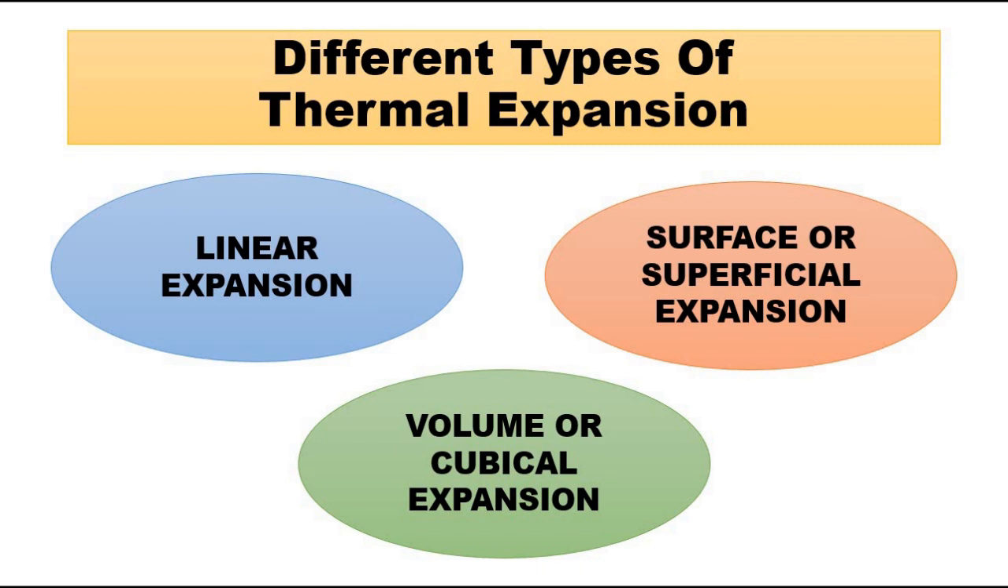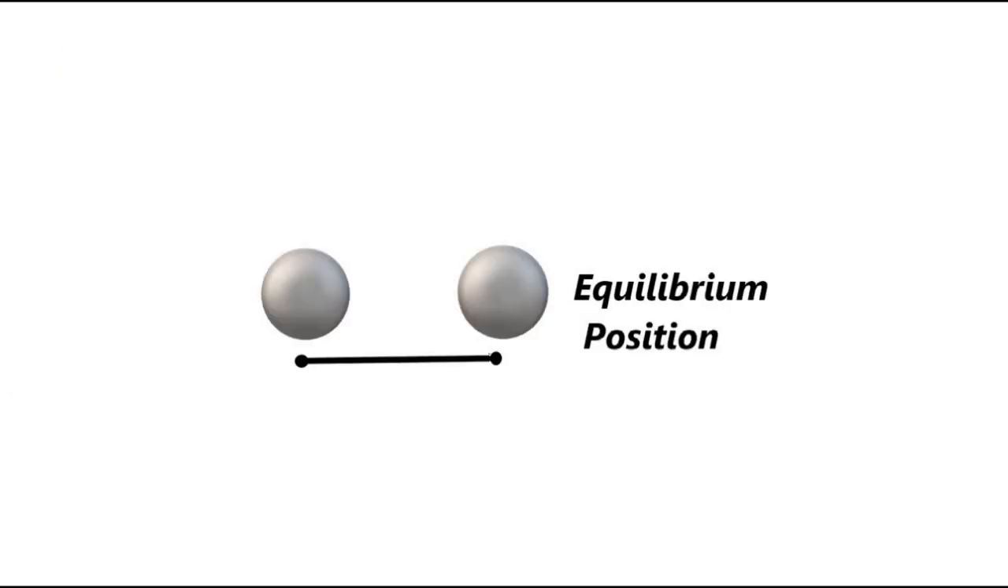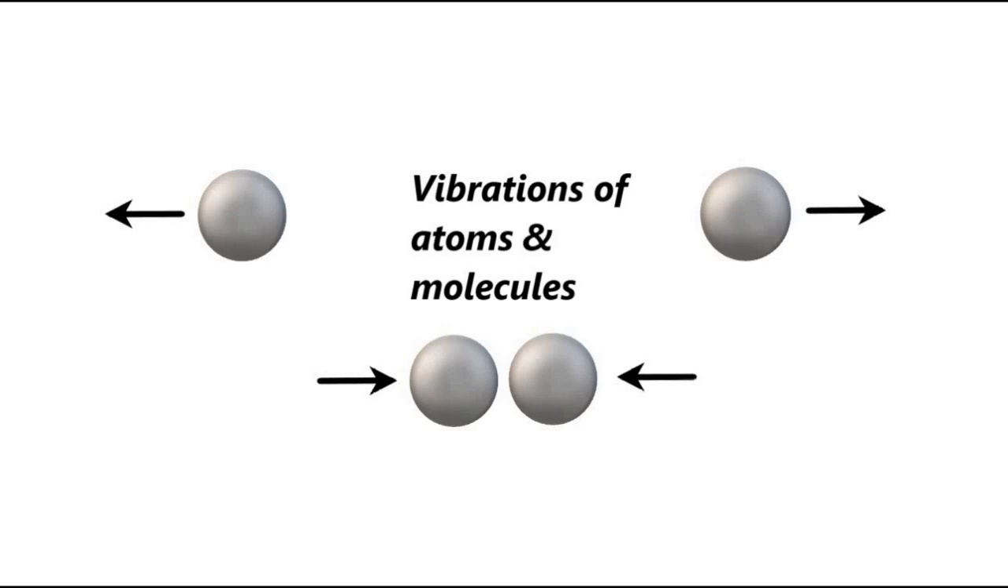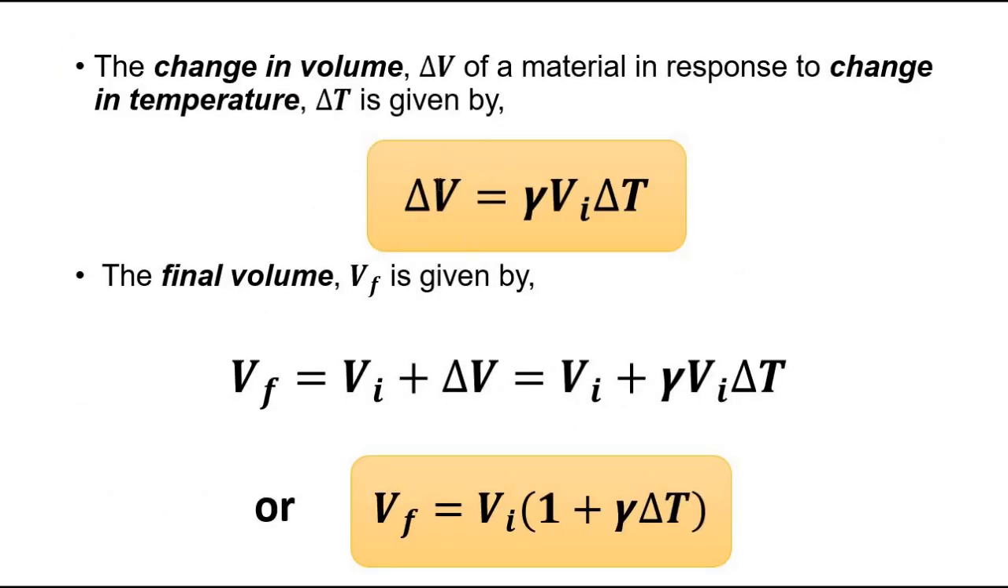We know that the general reason for thermal expansion is the increase in the amplitude of vibration of the molecules or atoms when they are heated, which results in an increase in the average interatomic separation. That causes them to expand. For volumetric expansion, the basic expression is that when an object, solid, liquid or gas, is heated and there is a certain rise in temperature expressed by delta T, the increase in volume delta V is directly proportional to the initial volume and the increase in temperature, with the proportionality constant called the coefficient of volume expansion or cubical expansion.